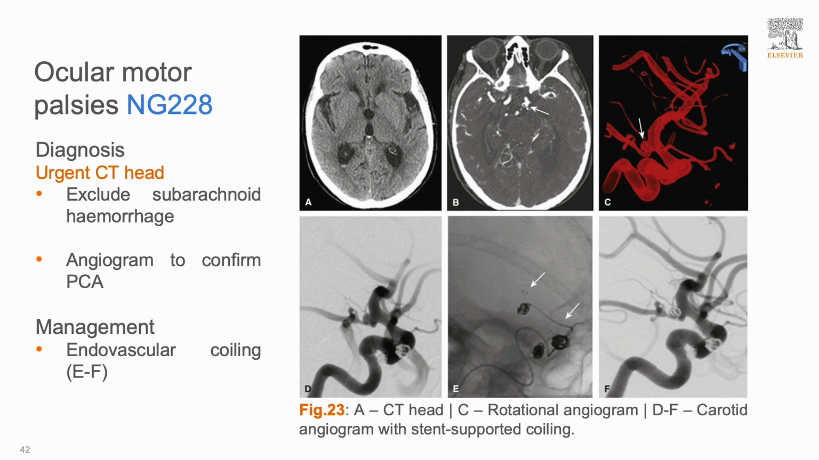Management depends on the underlying cause of the third nerve palsy. Endovascular coiling, as shown in figure 23, E and F, is the preferred treatment for aneurysms, particularly in cases involving the posterior communicating artery, as it is less invasive and has a quicker recovery time compared to surgical intervention.